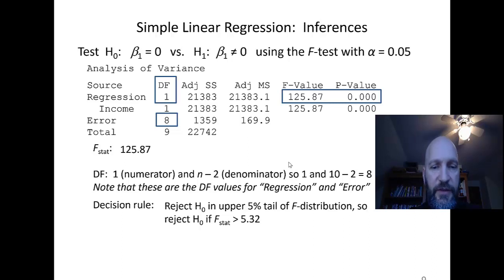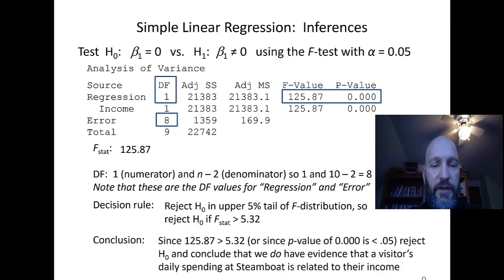So our rejection region is going to be the top 5% of the F distribution, and that's going to be anything bigger than 5.32. So what's our result for this example? We have an F statistic of 125.87. That's bigger than 5.32. So we're going to reject, and it's very strong. We can see the p-value is 0 to 3 decimal places. And again, that's the same result that we got when we did the t-test.